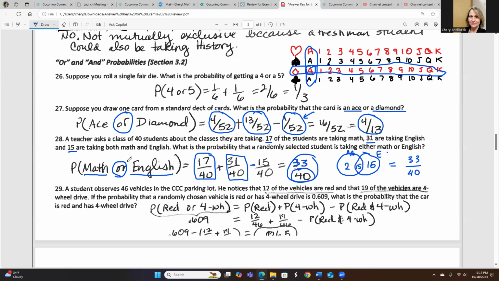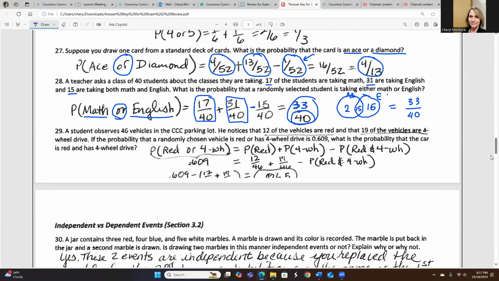However, the formula is helpful because then you wouldn't have to draw it out. Just add the probability of math plus the probability of English and subtract the overlap, just like we did up here with our card problem. Let's look at problem 29.